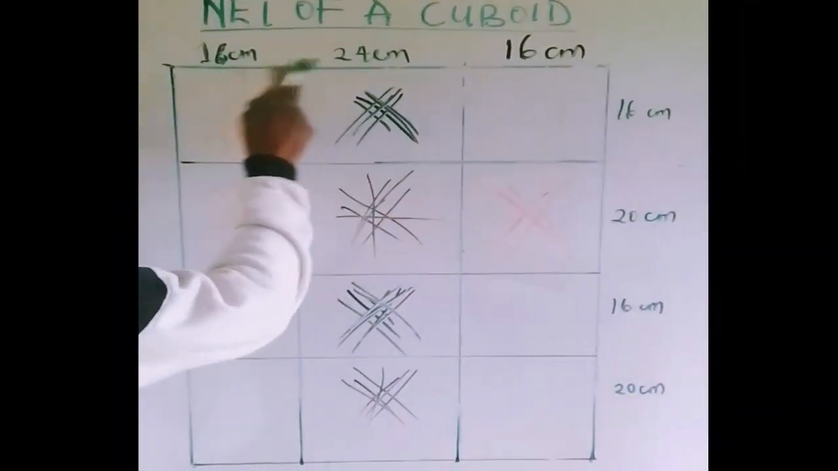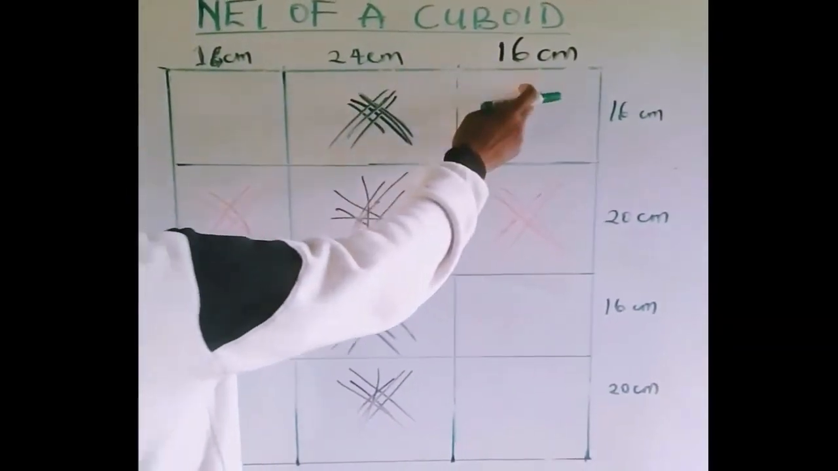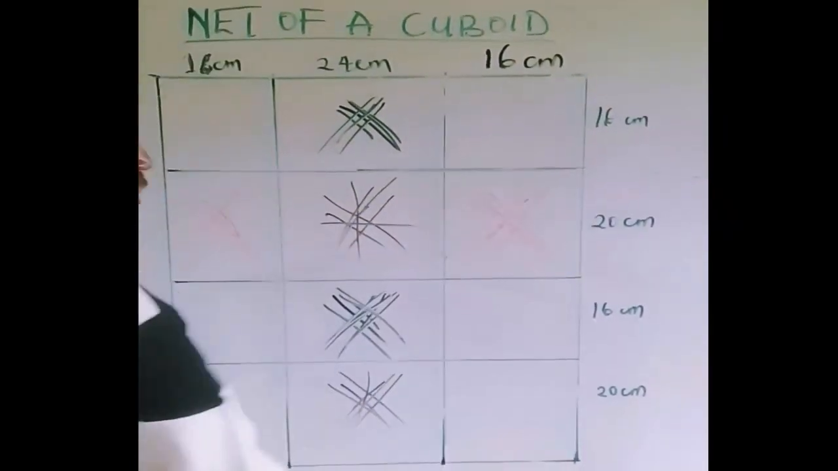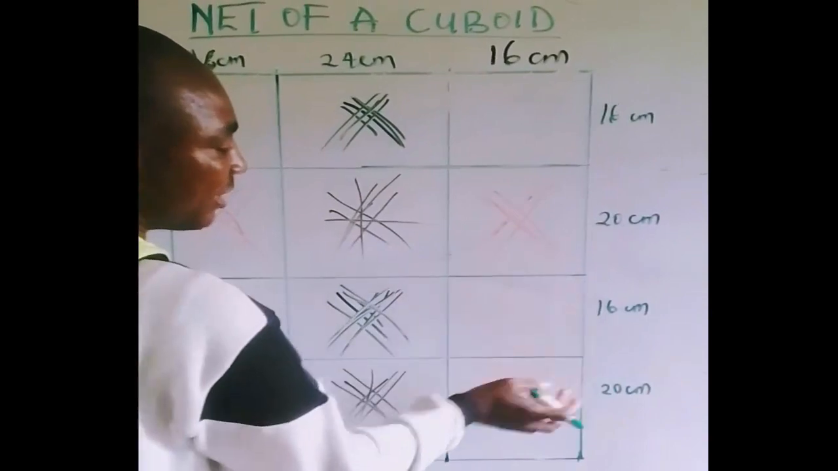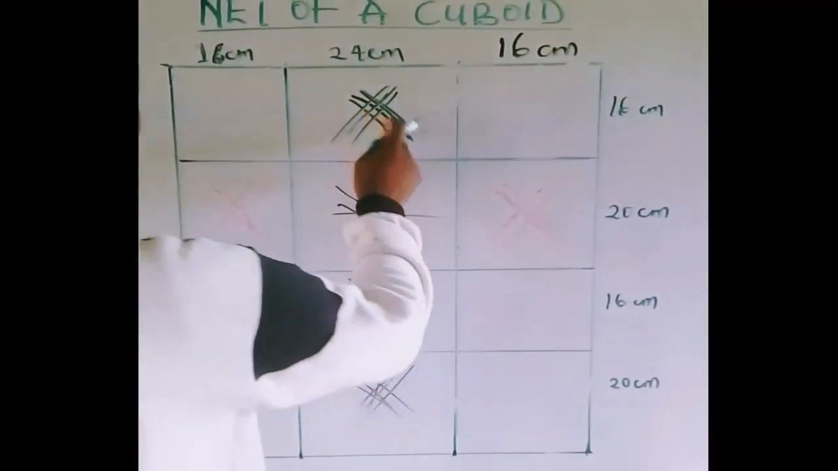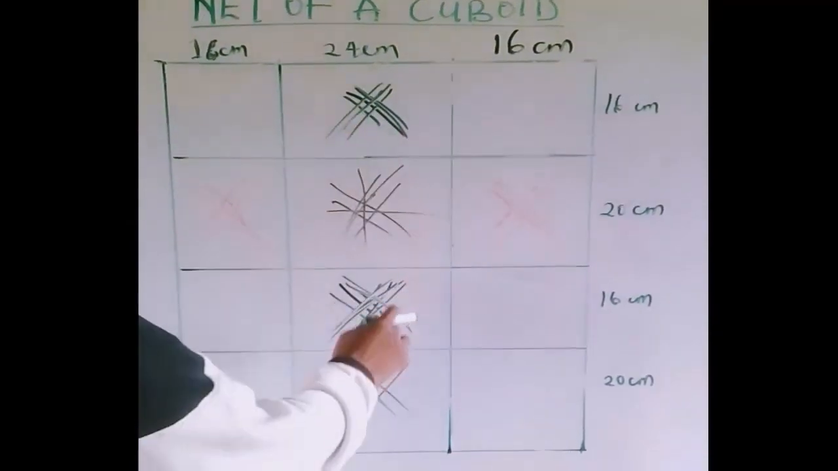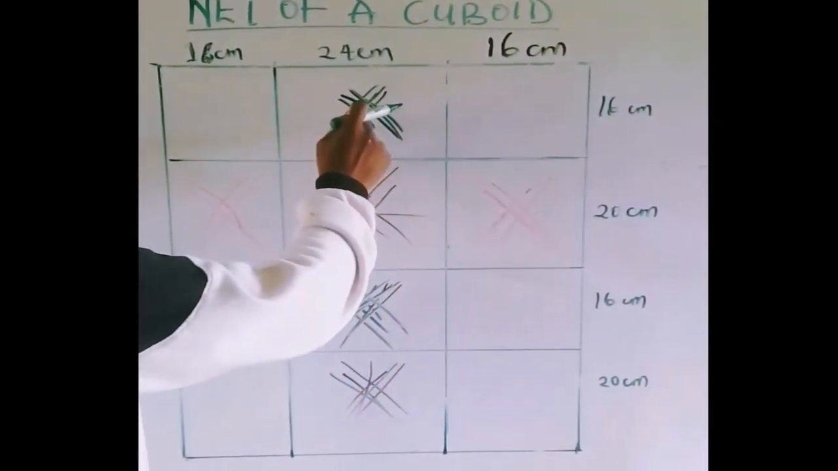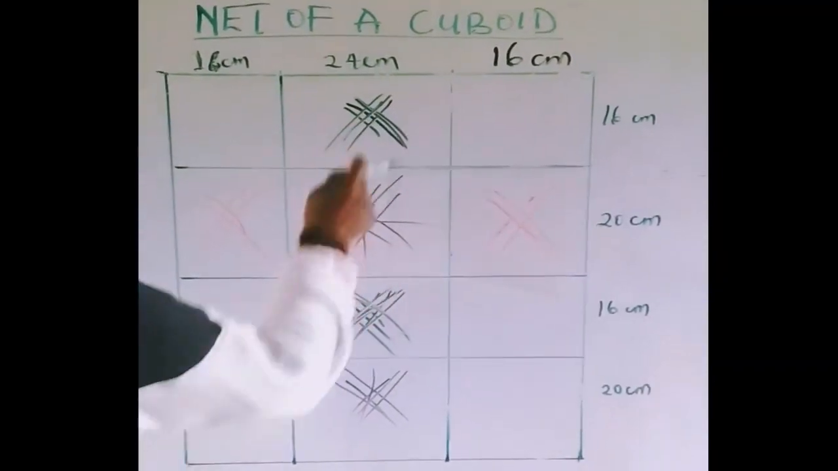That is 16 plus 24, then plus 16. You can see the way I divide this. Then I'm going to divide the other side as 16, 20, 16, and 20. And of course, this area that I start with is the area I'm going to cut out on the cardboard. The area that I start with, with green, is the top.